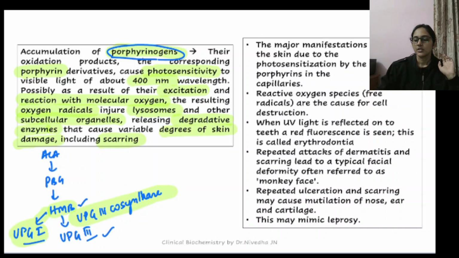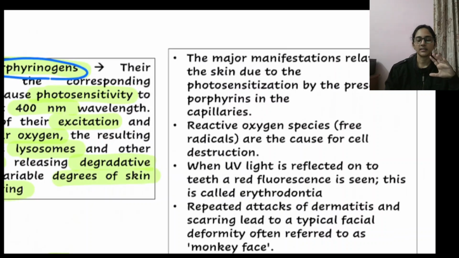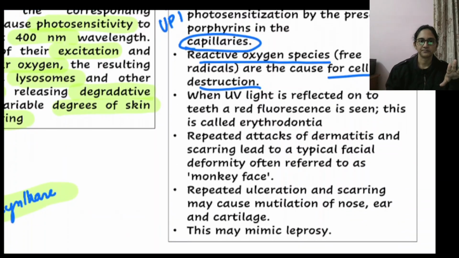All right. So again, the same thing has been given in congenital erythropoietic porphyria. What is the thing that I told you? The UPG1 isomer is going to get elevated. So that will get converted to its corresponding uroporphyrin 1. This is not feedback regulated, so it will just keep increasing in the circulation. So on exposure to light, what will happen? The reactive oxygen species get elevated. They will cause cellular destruction. Right? When UV light is reflected onto teeth, as I said before, it will cause red fluorescence, and that is erythrodontia.